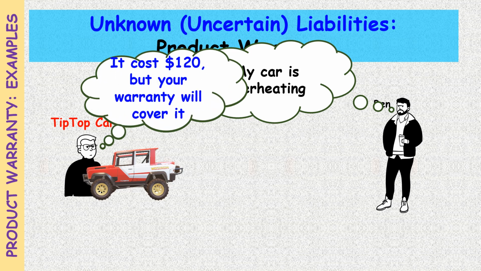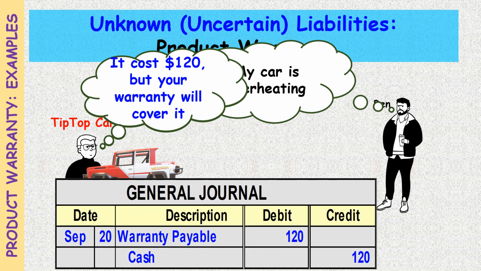So the cost would be say $120, but again, since it is within the warranty period, now Ben doesn't have to pay for it, and it will be covered by the liability that was created for warranty. So Tip Top Car is going to debit the warranty payable for 120 and credit the cash for 120.